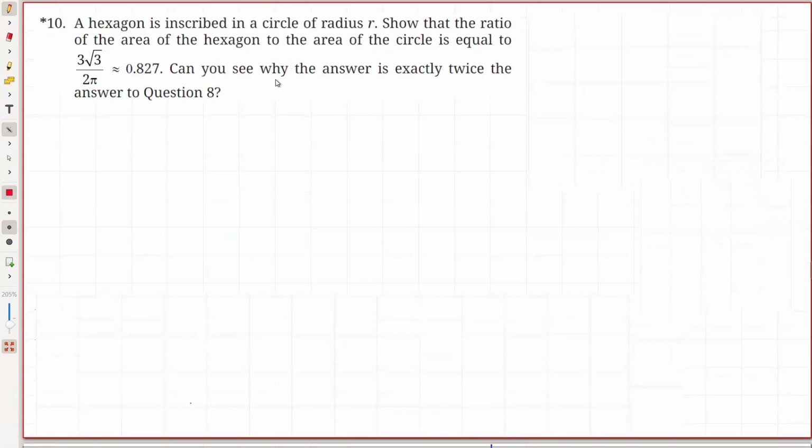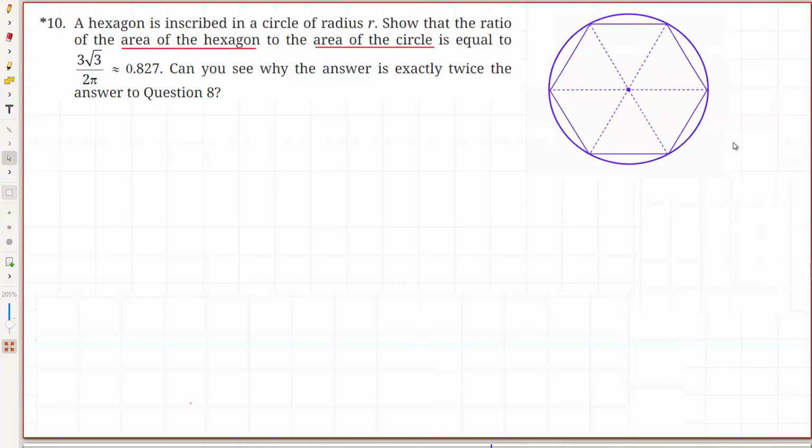So question number 10 is: a hexagon is inscribed in a circle of radius r. Now the hexagon is inside the circle with the radius r. Show that the ratio of the area of hexagon to the area of circle is equal to 3 root 3 by 2 pi, approximately 0.827. We have to prove it.